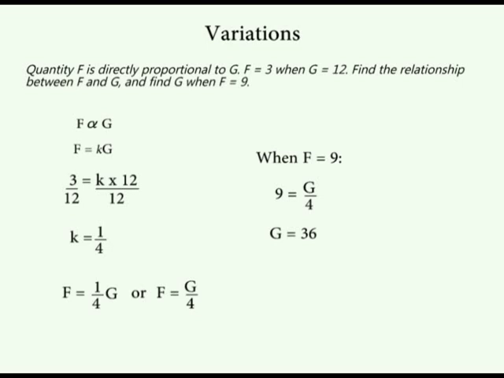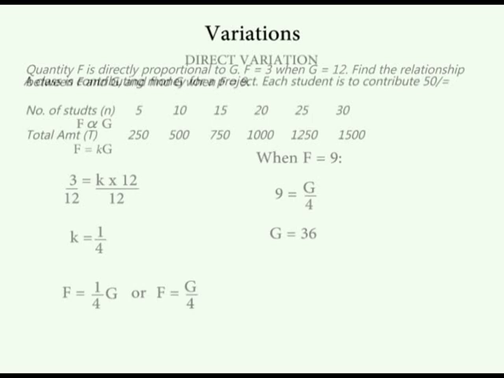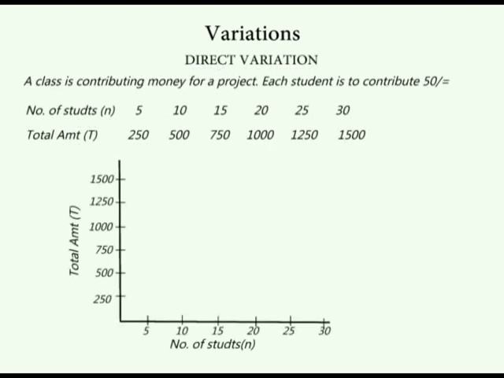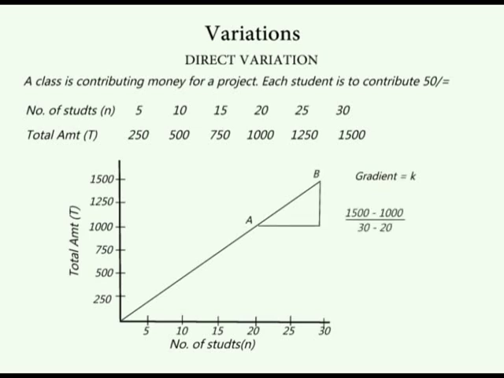When two quantities are directly proportional, a graph of one against the other produces a straight line through the origin. So in our case, if we plotted the total amount T against the number of students N, the graph will appear as on your screen. The gradient of such a graph is the constant. If we pick any 2 points, let's say A and B, and find the gradient, that will be 1500 minus 1000 over 30 minus 20. That gives us 500 over 10, which is equal to 50.